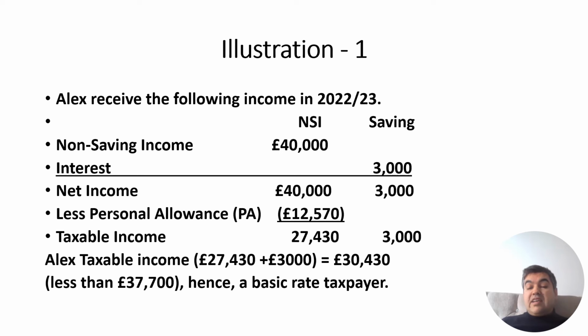In our case, the non-savings income subject to tax is 27,430. This is after we deducted the personal allowance. And then we have savings income of 3,000. The way it works is, because he's a basic rate taxpayer, he will have a personal savings allowance of 1,000. It means £1,000 of his savings income will be taxed at 0%. So he will not pay tax on 1,000, and on the remaining 2,000 he will pay tax.